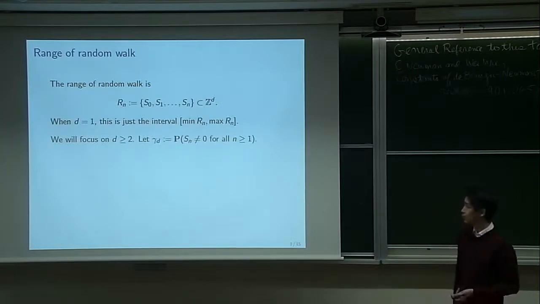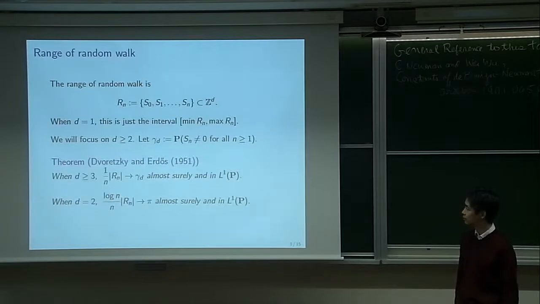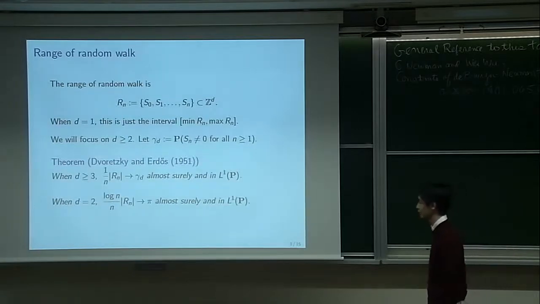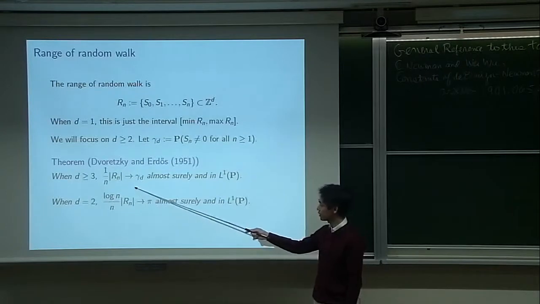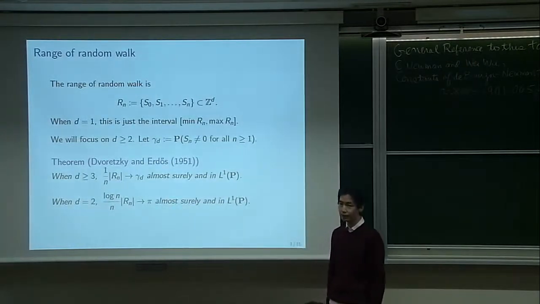And by using this constant, we can immediately state the law of large numbers for the random walk range. More precisely, the size of the random walk range, which was already proved in the 1950s by Dvoretzky and Erdős, states that when the random walk is transient, then actually this range grows linearly in n. And if you scale it by 1 over n, it converges to this non-return probability.